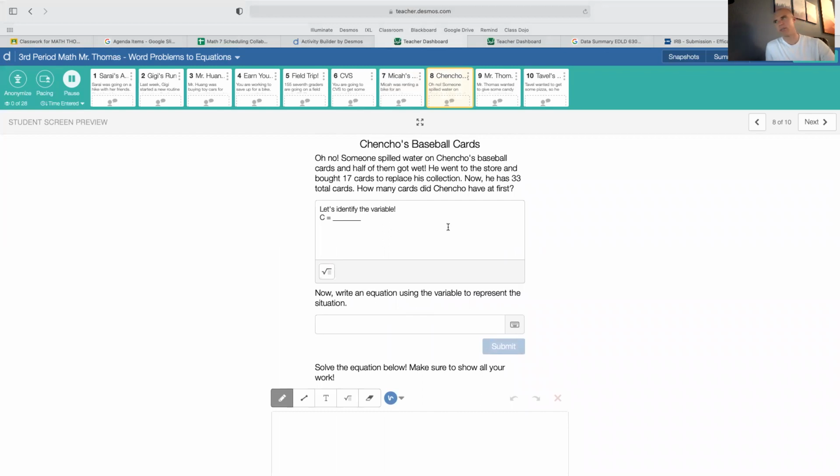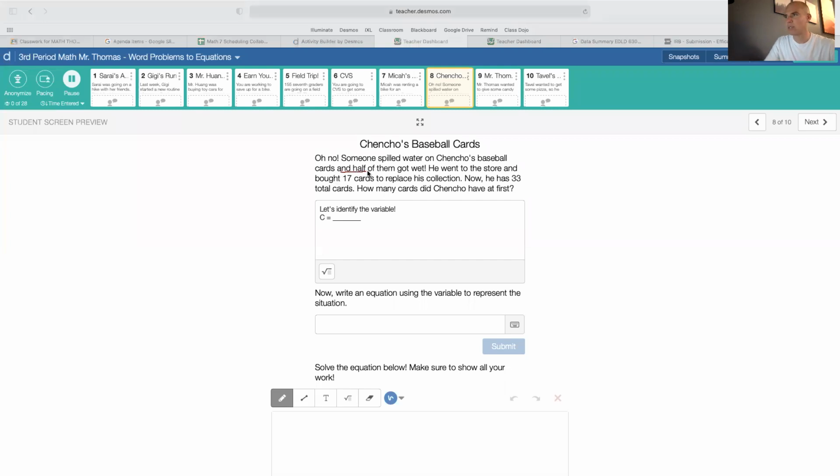Chencho's baseball cards. Oh no, someone spilled water on Chencho's baseball cards and half of them got wet. He went to the store and bought 17 cards to replace his collection. Okay, I noticed they say his collection, but they don't say how many cards he ever had. Well, the next sentence says, now he has 33 cards. Okay, so that's now though, right? Like that's after he bought this 17.